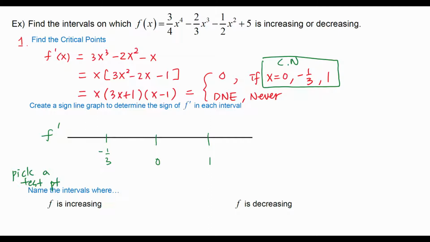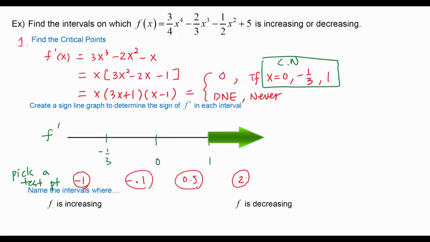Pick test points. And what should be the test point for any number less than negative 1/3? I'm going to choose negative 1 for the test point. And then what would it be for any number between negative 1/3 and 0? Well, negative 1/3 is negative 0.3333. So you can choose negative 0.1. And then I could choose 0.5 for any number between 0 and 1. And let me choose 2 as the test point for any number greater than 1.